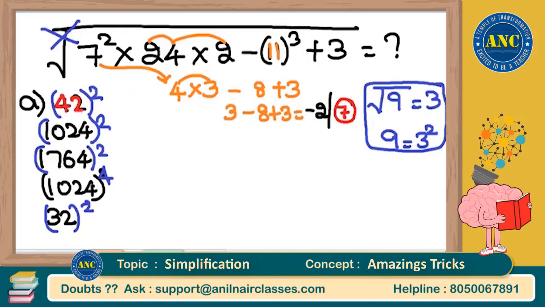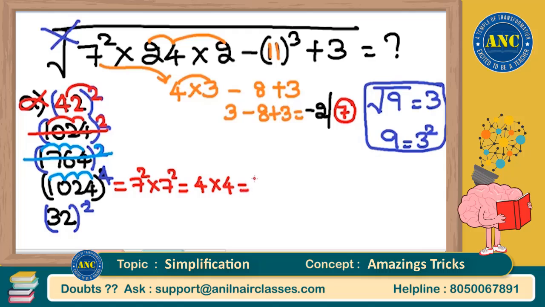42, 4 plus 2 is 6, 6 square is 36, 36 is 9, ruled out. 1 plus 2 is 3, 3 plus 4 is 7, 7 square is 49, 49 digital sum is 4, it is not equal to 9, ruled out. Third option 1764, 1 plus 7 is 8, 8 plus 6 is 14, 14 plus 4 is 18, 18 is 9, 9 square is 81, ruled out.